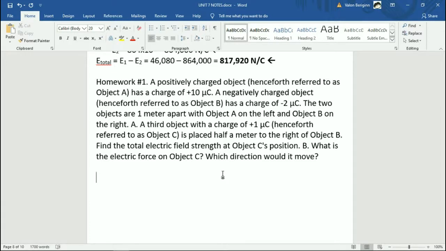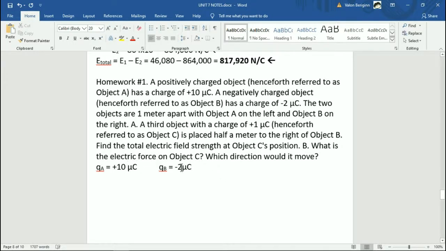We have a positively charged object, henceforth referred to as object A, that has a charge of plus 10 microcoulombs. And then we have a negatively charged object, which is object B, which has a charge of minus 2. Okay, so QB equals minus 2 microcoulombs.